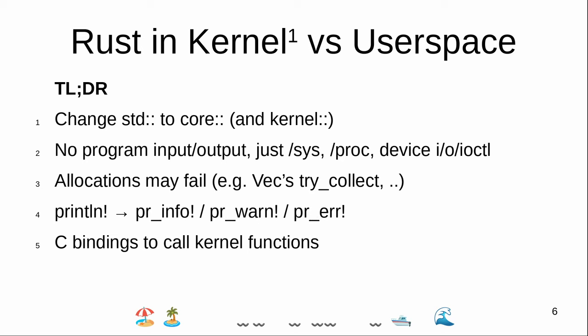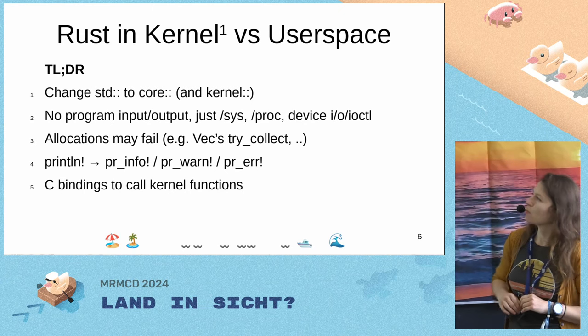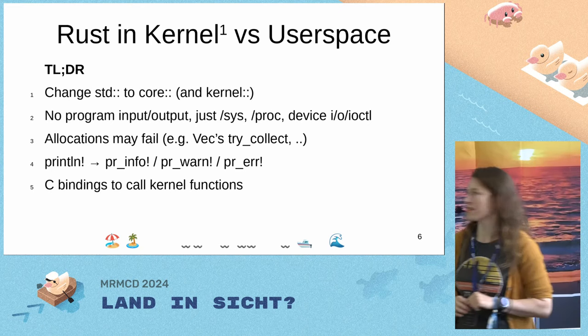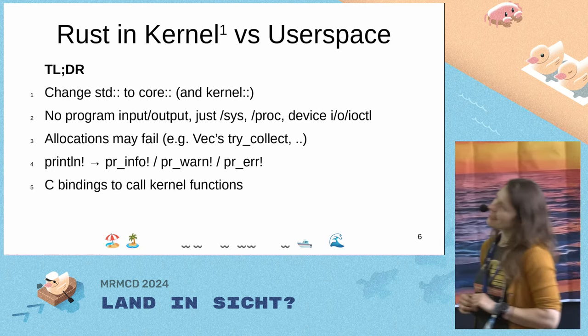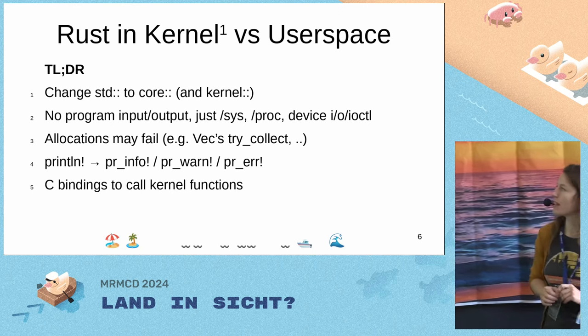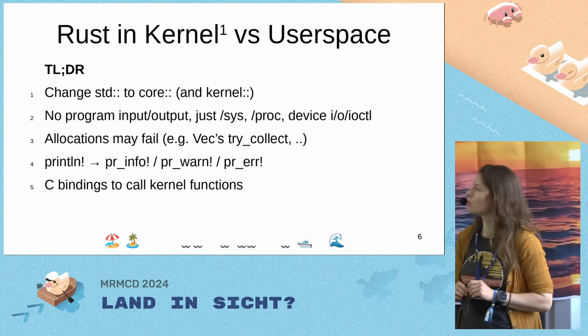Then you don't have, and that's not Rust specific, but in general if you write for the kernel space, you don't have standard in, standard out. So if you wanted to port your user space program to the kernel space, you would use other ways to interact with the program. For output, usually the kernel gives you a way to configure your driver over the sysfs or procfs for counters and statistics. But the best way probably is to create a character device and use the input and output functions that you have to implement yourself, or the IO control calls.